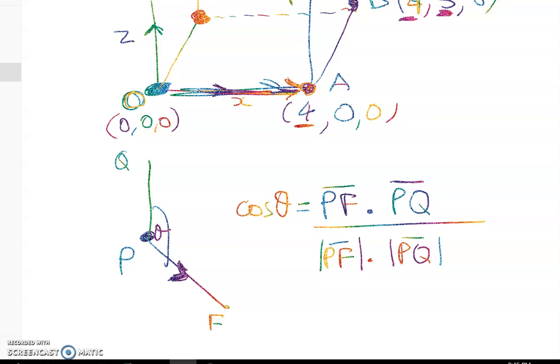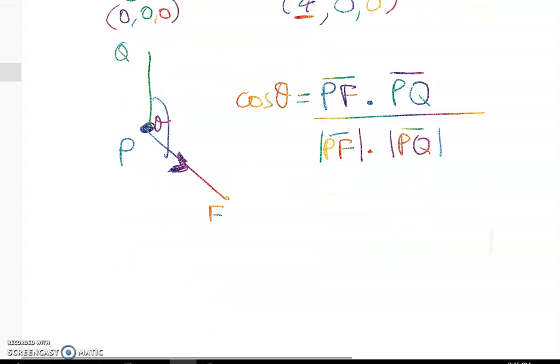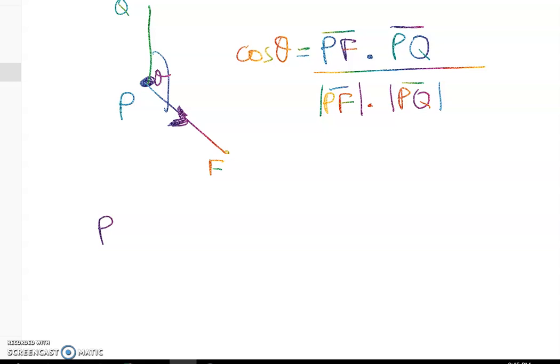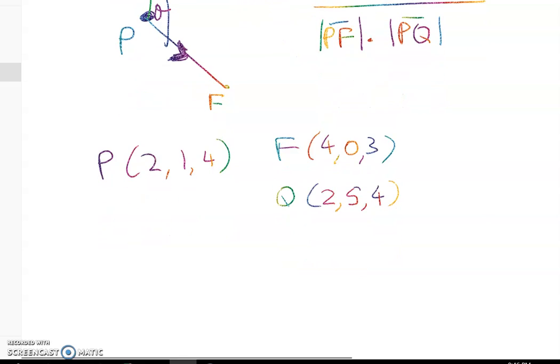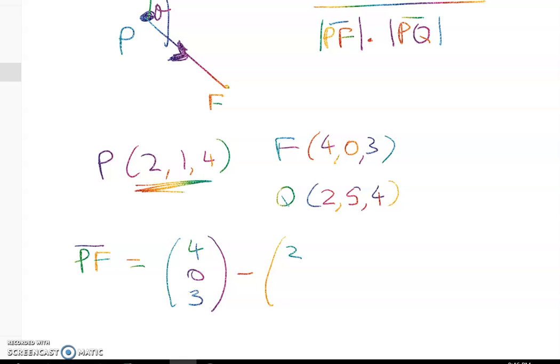Where's F, P and Q? P is the point that we're given, so P is 2, 1, 4. F is 4, 0, 3. And Q is 2, 5, 4. Just be careful: if we're going from P to F, we end at point F, which turned into a column vector is 4, 0, 3, and then we subtract our starting point, which is 2, 1, 4. So that gives me 2, -1, and -1.